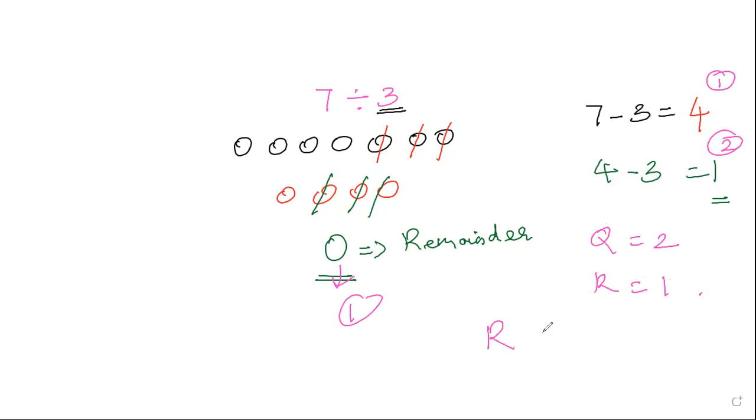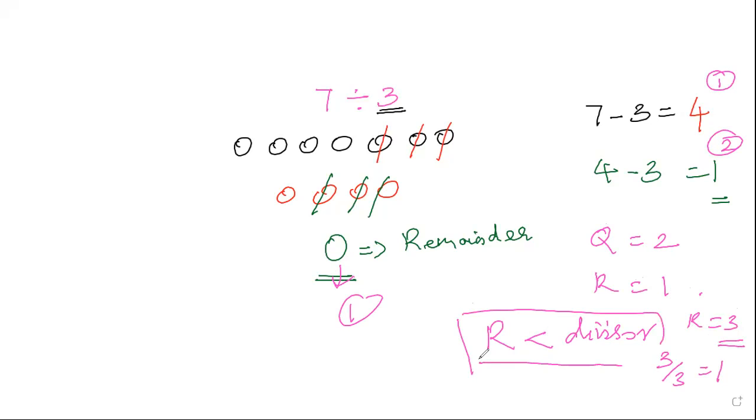So the remainder should always be less than the divisor. Here our divisor is 3 and the remainder 1 is less than 3. If the remainder were 3, what would it mean? We could still divide it by the divisor, and it would move to the quotient as 1. So your remainder should always be less than the divisor. That's all about the division concept.